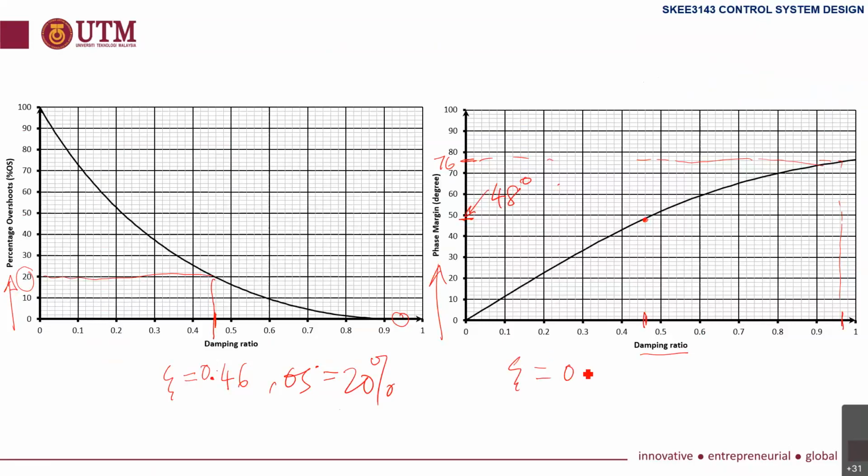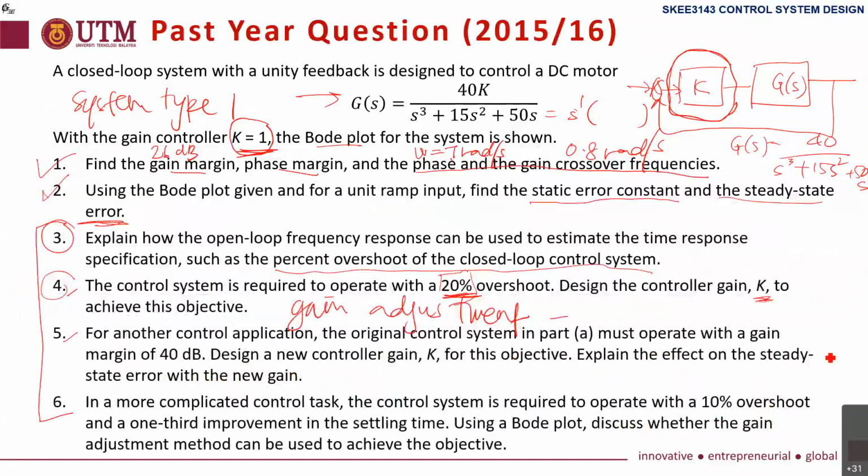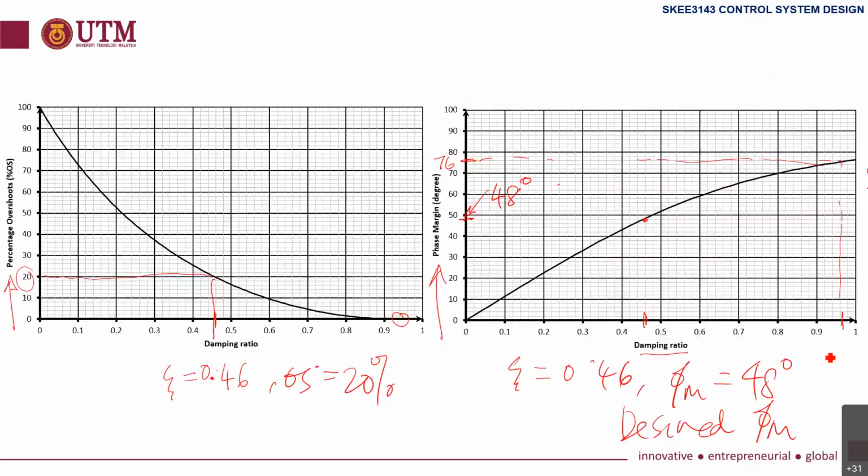Zeta 0.46, phase margin 48 degrees. So this is the desired phase margin in order to obtain overshoot 20%. What should we do in order to get phase margin 48 degrees?